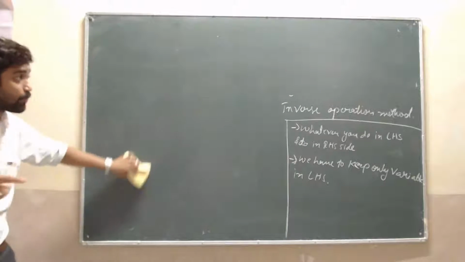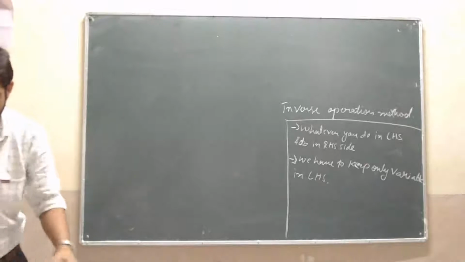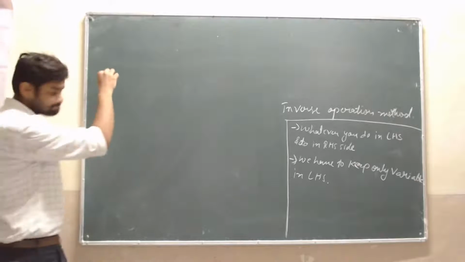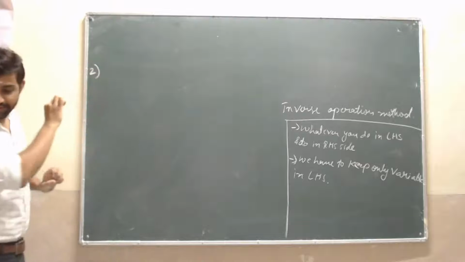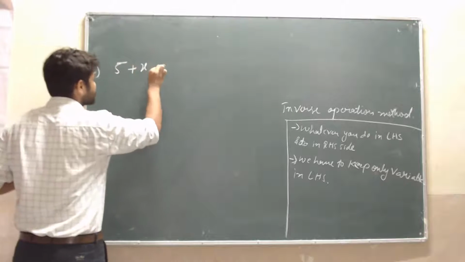Those points are very important to solve by inverse operation method. Okay. Next problem we have, that is 5 plus x is equal to 50.